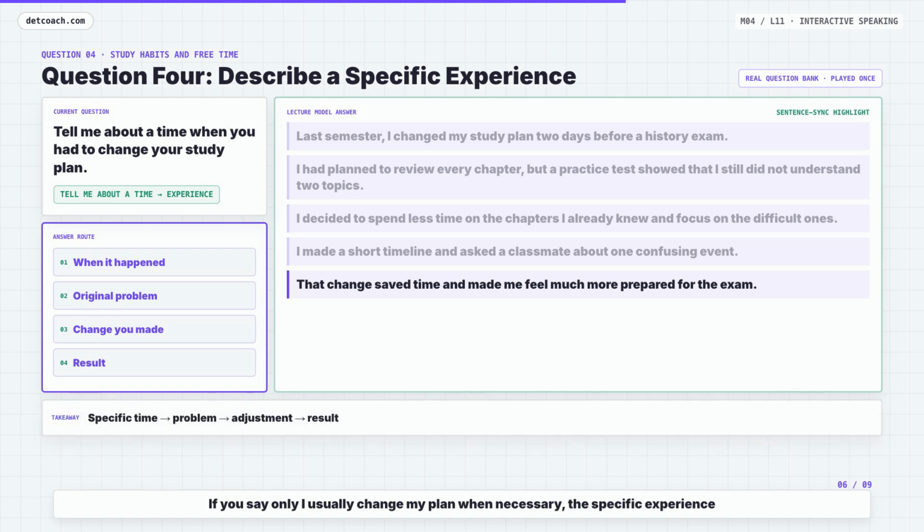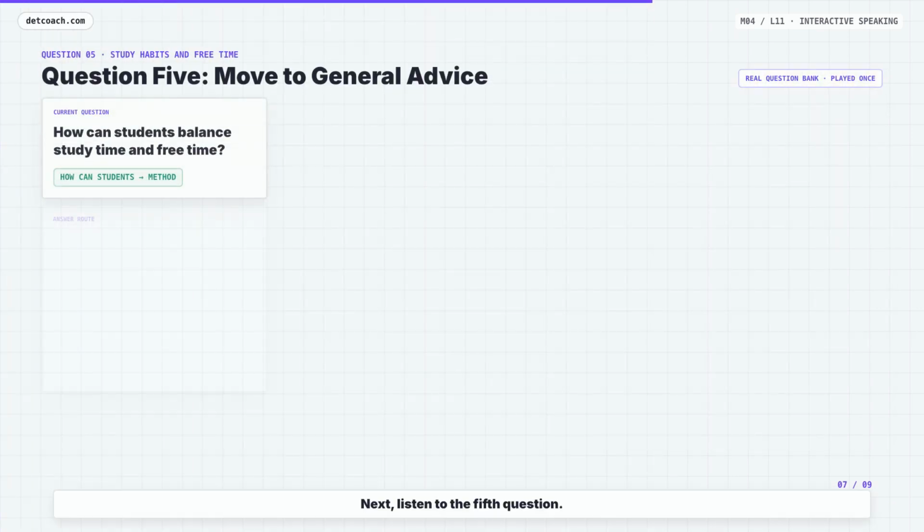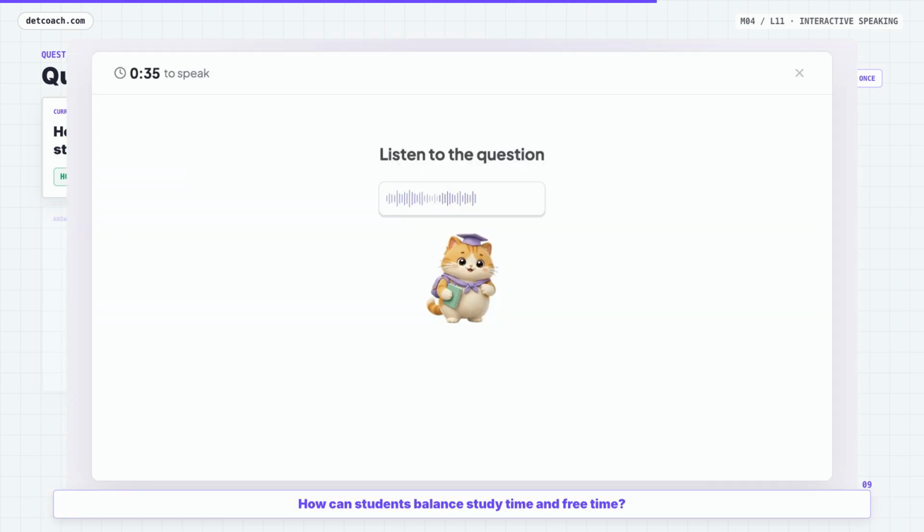If you say only "I usually change my plan when necessary," the specific experience required by the question is still missing. The sample moves from the problem to the adjustment and then the result, making the event complete. Next, listen to the fifth question. How can students balance study time and free time?